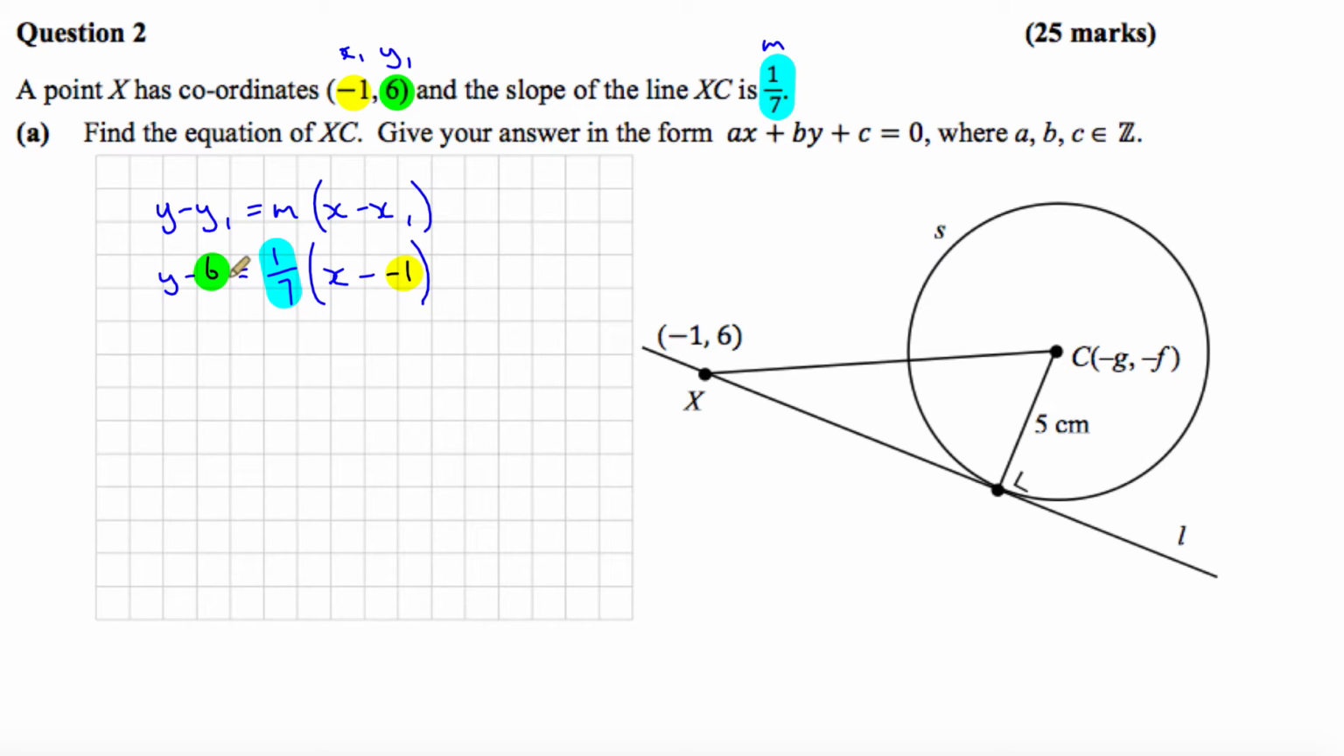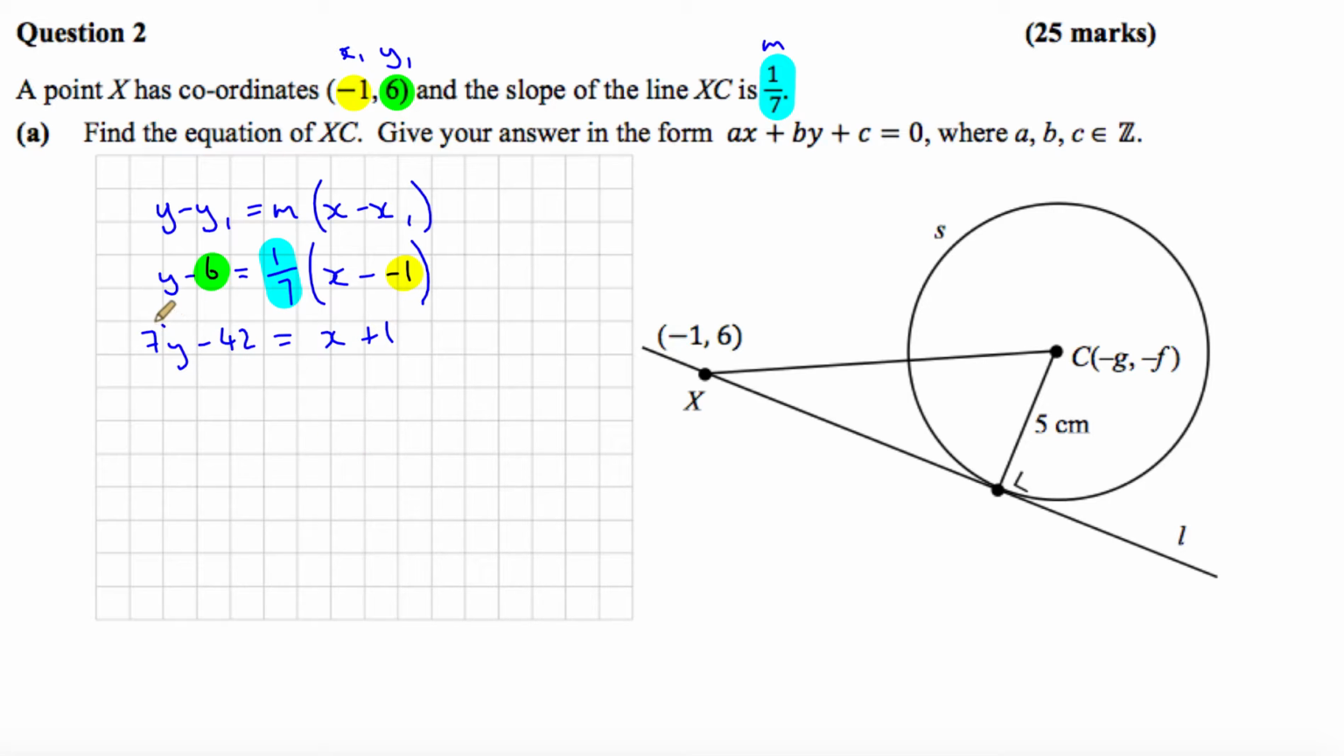So we're now just going to tidy this up into this form here. Well, let's see, the easiest thing to do would be to multiply across by 7 to get rid of this fraction. So you get 7y - 6 by 7 is 42, is equal to 7 by 7 is 1, so you're just left with the x - 1 is plus 1.